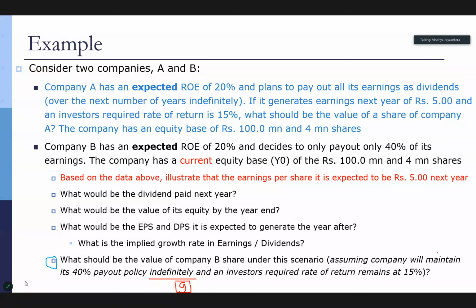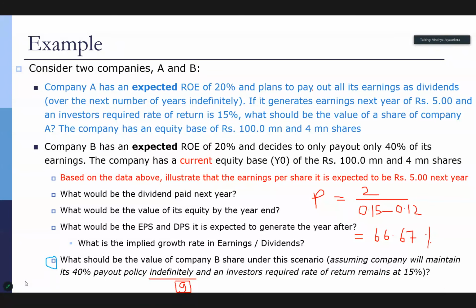Investors' required rate of return is 15%. So I can use the Gordon growth model from year 0 onwards to say that the price today equals next year's dividend, which we saw was 2 rupees, divided by R minus G. So 2 divided by 0.03 comes to 66.67. Okay.